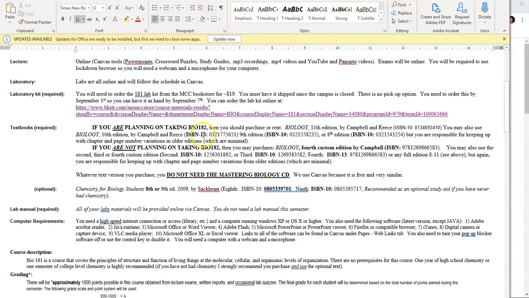The books. Campbell Biology is the book that we use, but there's a lot of other options now, like OpenStax. They used to produce a textbook that was a half textbook because we only cover the first half of the book in 181, and then the second half of the book is covered in 182. But I don't think Campbell makes that custom edition anymore.